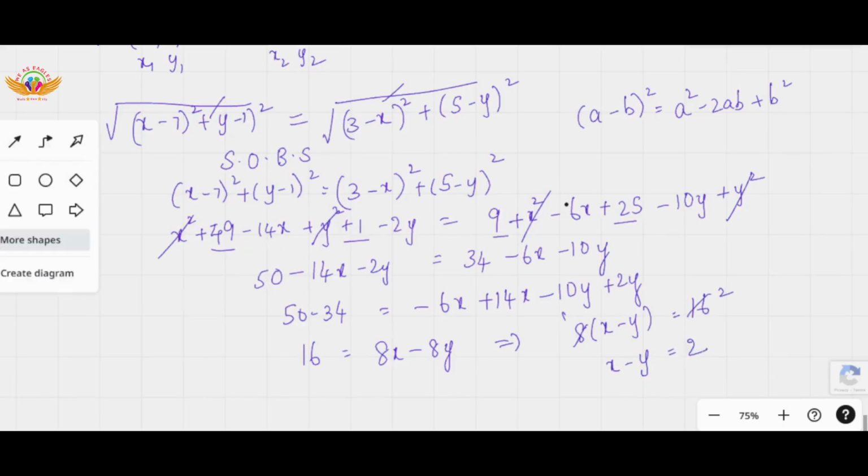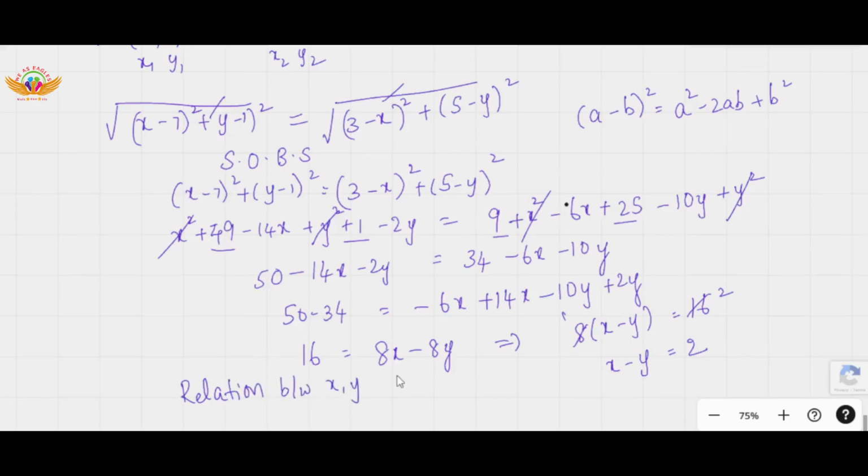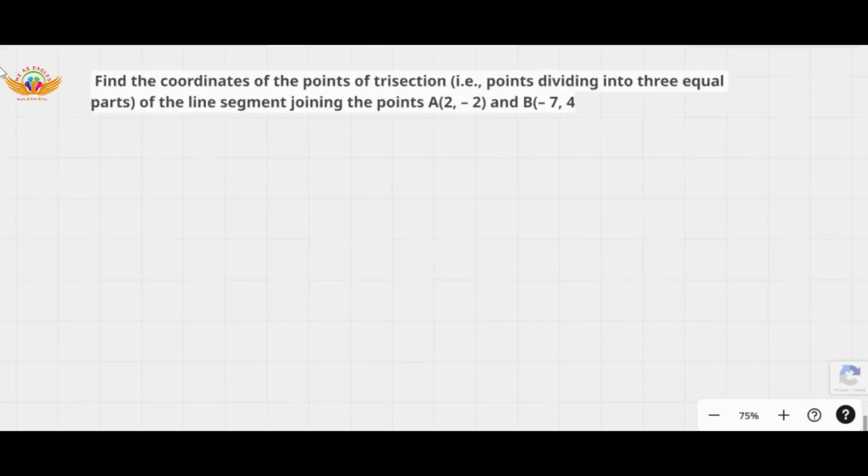So this is the relation between x and y. Actually, in the question they asked us to find the relation. So what is the relation? The relation between x and y is x minus y is equal to 2. This is our relation.